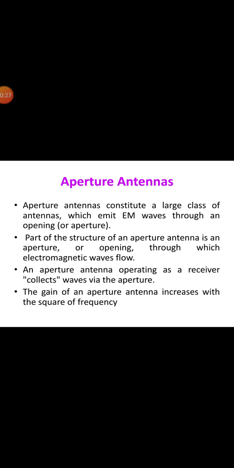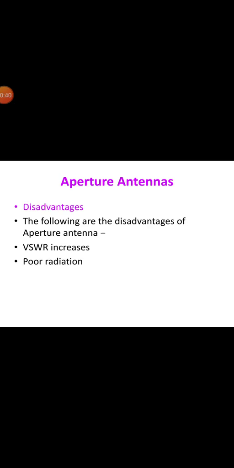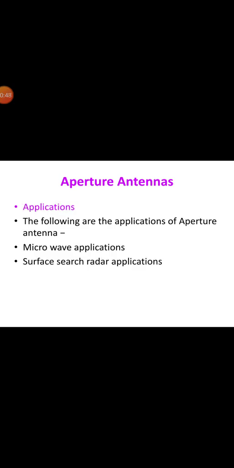The gain of an aperture antenna increases with the square of the frequency. The main advantages of aperture antennas are that their radiation is greater than a two-wire transmission line and the radiation is omnidirectional. The disadvantages are that the VSWR will increase when you are using an aperture antenna and it has poor radiation. Aperture antennas can be mainly used in microwave applications and surface search radar applications.